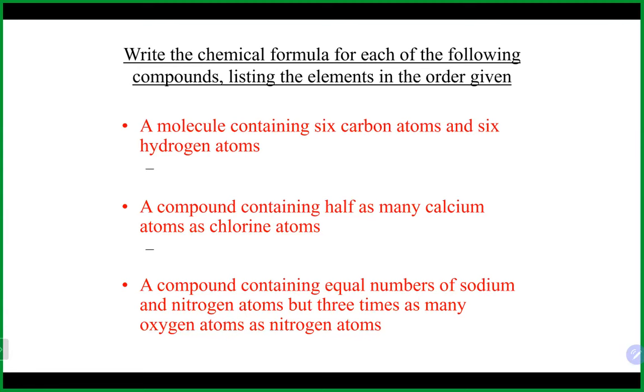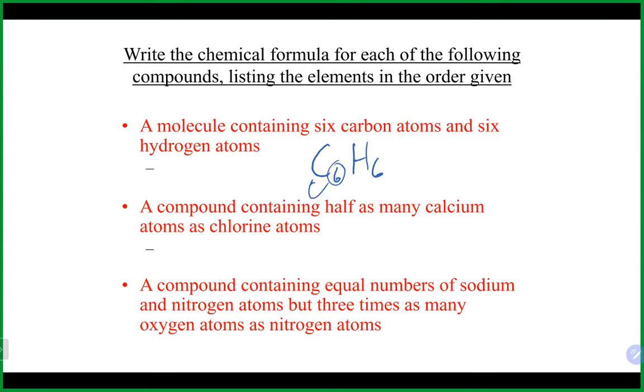Okay, let's take a look. Here we're looking for a molecule that contains 6 carbons, so we'll go with C6, and 6 hydrogens, so H6. So we got a little bit like that. Again, subscripts for the numbers of each of those that are present.